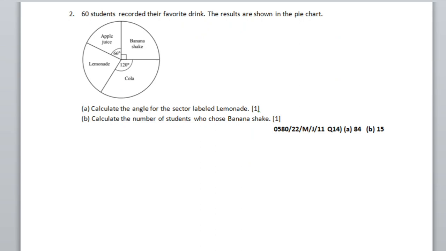Question number 2. 60 students record their favorite drink. The results are shown in the pie chart. Calculate the angle for the sector labeled lemonade.